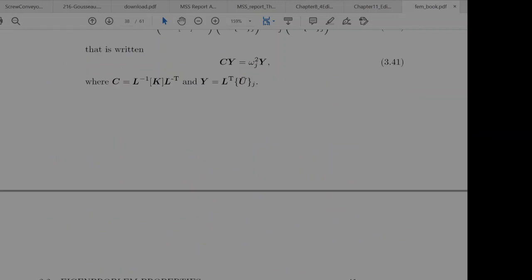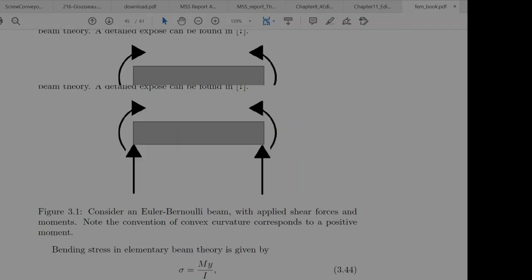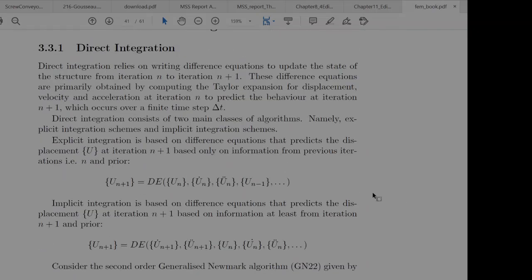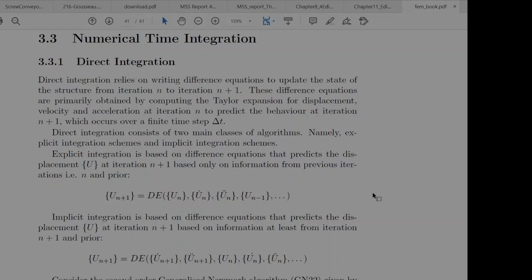The other approach is what's called direct integration. And here, under direct integration, there's again two philosophies. The one is called explicit integration, and the other one is called implicit integration. And what we are solving here is just a stock standard differential equation, okay, in time. Lots of variables, lots of nodal variables, but we're just updating.